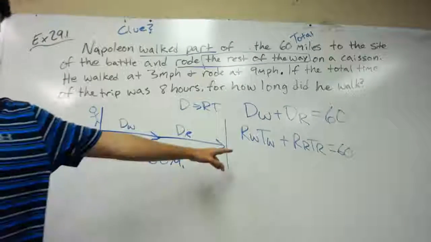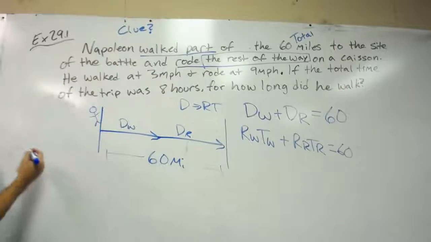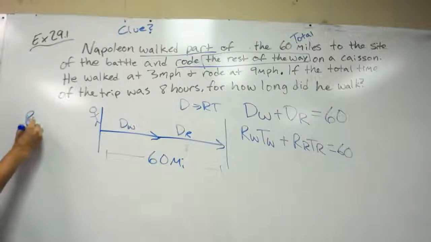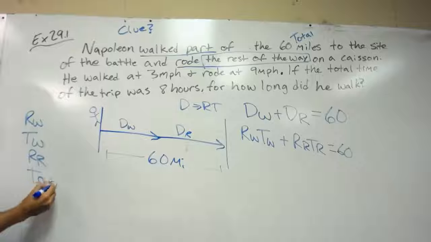Now we've got to look for some rates and times. So we've got to look for these. I'll put this over here. We've got to look for the rate of W, time of W, rate rode, time rode.